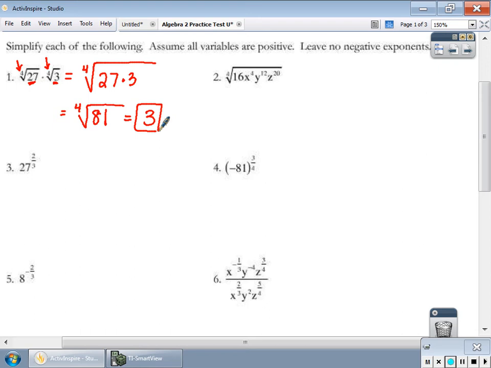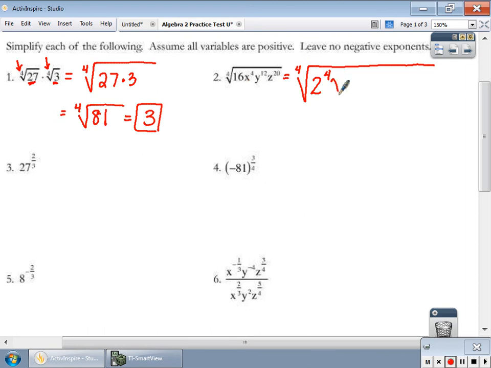Now over here we have the fourth root of 16 x to the 4th, y to the 12th, z to the 20th power. You really want all of your exponents here to match your index, and they're not right now. So we need to do a little rewriting. Now 16, it could be two different things. 16 we know is 4 squared, or it's 2 to the 4th power. And we're going to use the 2 to the 4th power instead of the 4 squared because, again, we want these two numbers to be the same.